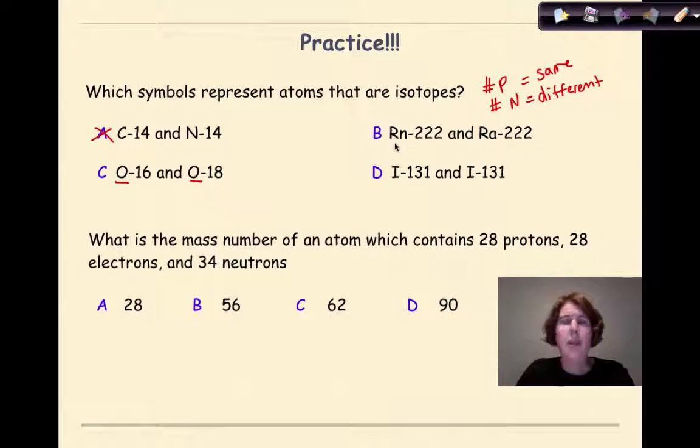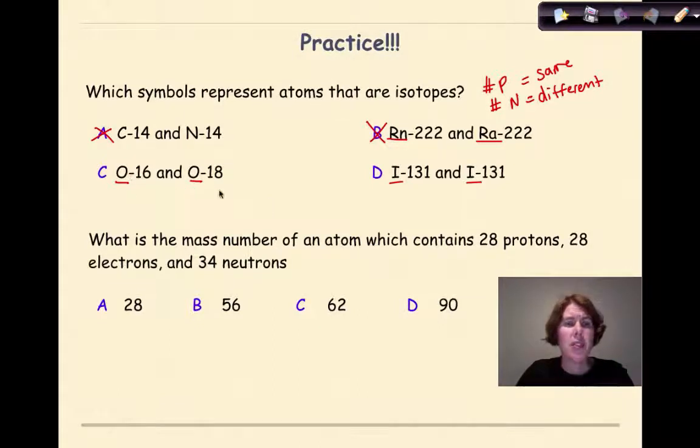We go to B. Rn and Ra, really close, could be misleading, but not the same element. Plus, the atomic masses are the same, but the elements are not the same. So because the element symbols are not the same, not a possibility. And then we get to D. The I's are the same, so that's a potential possibility. Now, the neutrons have to be different. So that basically translates into the atomic masses have to be different.